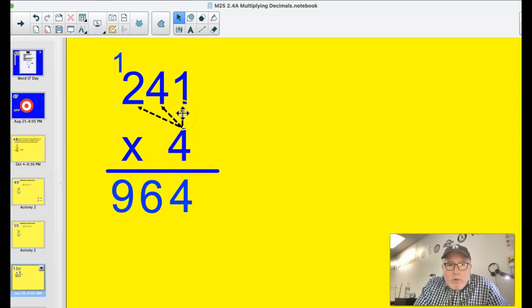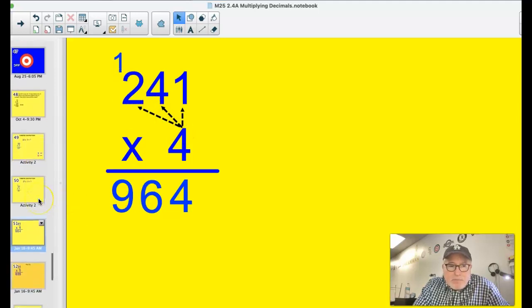Take a look at it one more time. 4 times 1 is 4. 4 times 4 is 16. Here's the teen. Here's the 10 for the 16. Then 4 times 2 is 8, and that one makes 9.